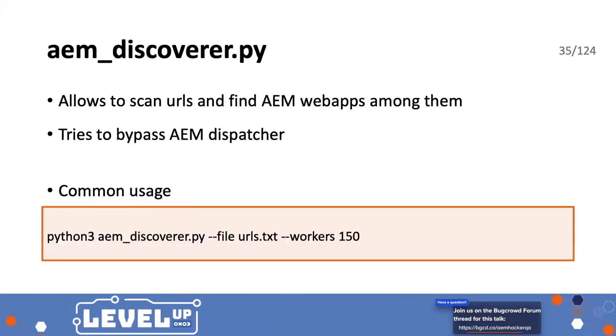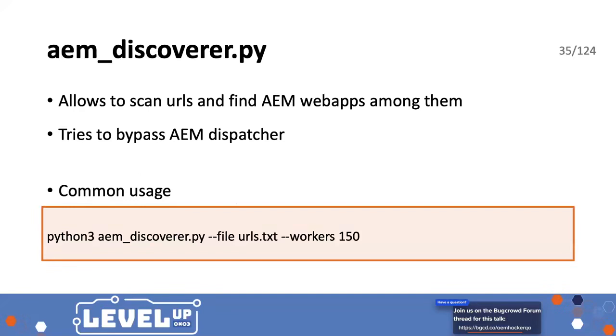The next tool is AEM Discover. It takes a list of URLs and detects AEM web apps among them. The tool implements logic to bypass the AEM dispatcher. The commonly used command line is presented on the slide.